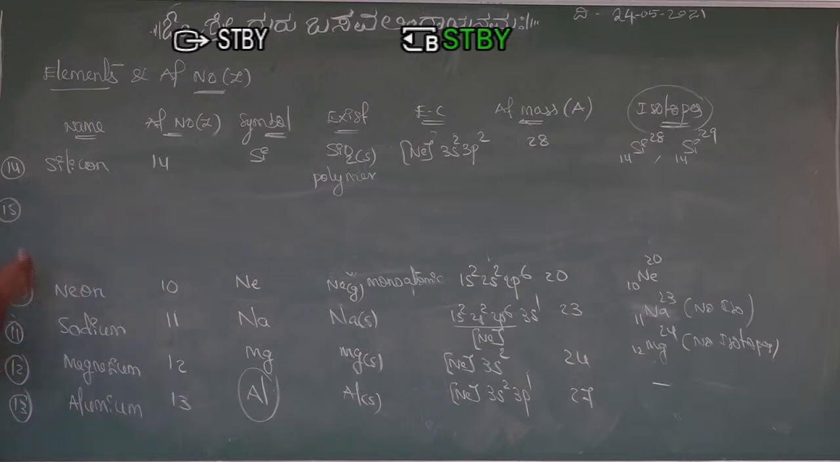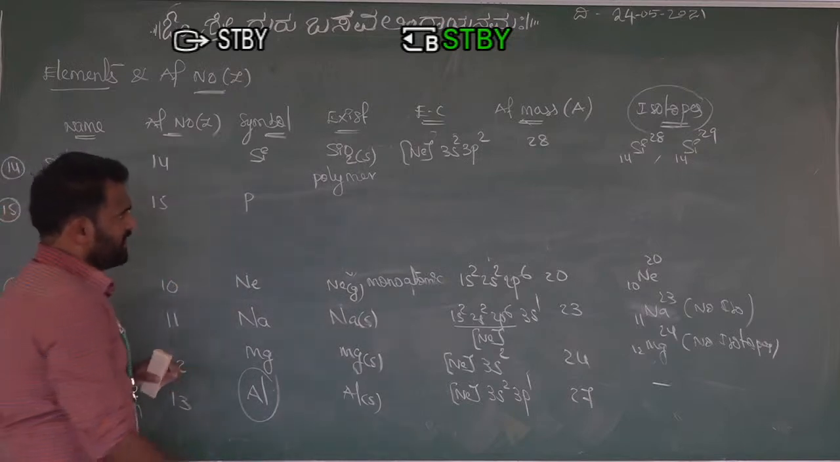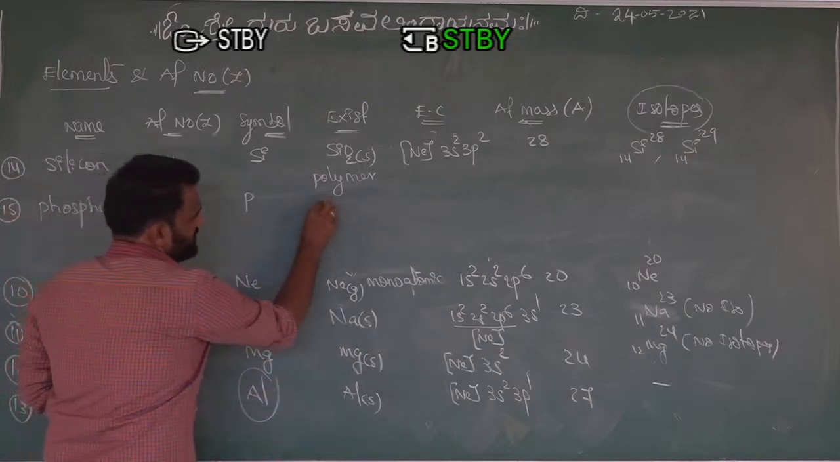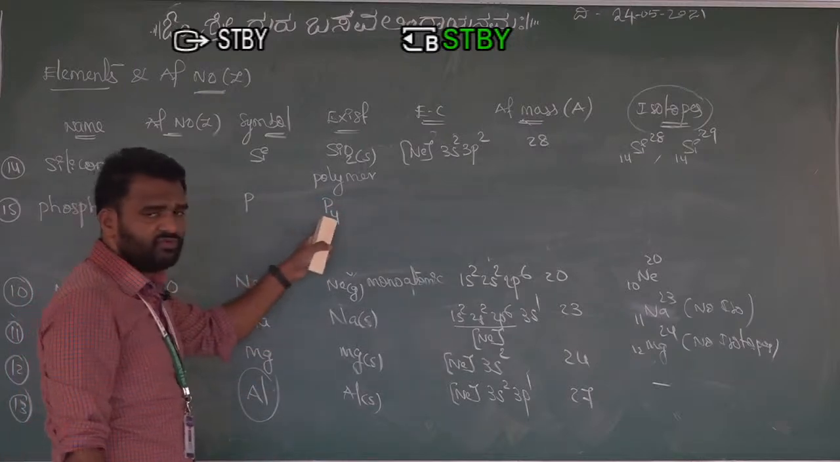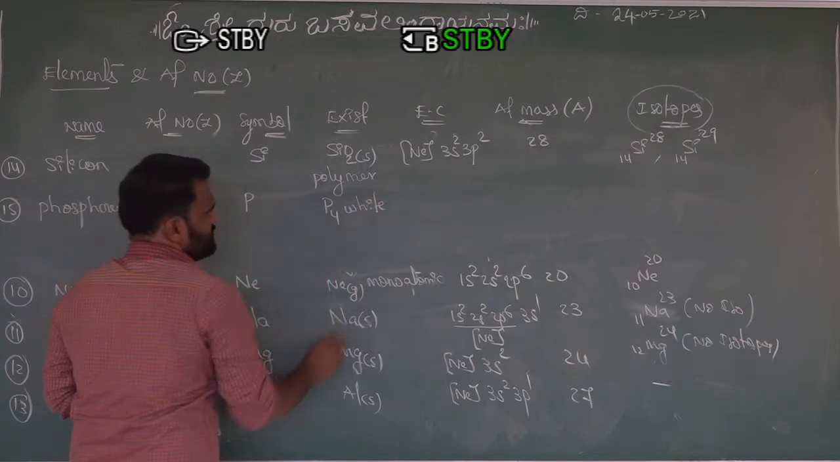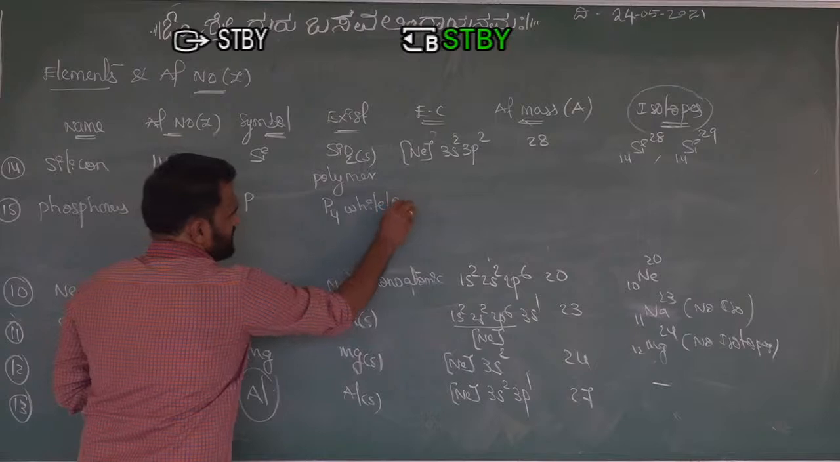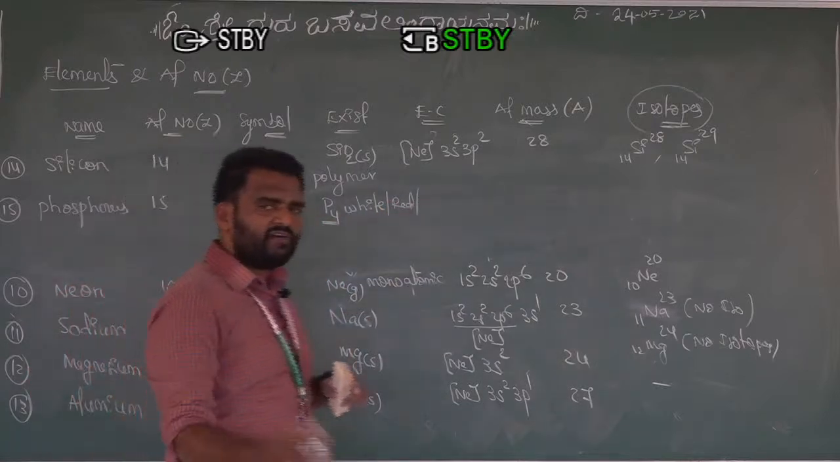Next, after silica, phosphorus. Phosphorus atomic number is 15, and its symbol is P. Here phosphorus exists in P4 form and polymeric form. P4 exists as white phosphorus, red phosphorus, and black phosphorus in nature. So there are different phosphorus forms. This is the P4 form.